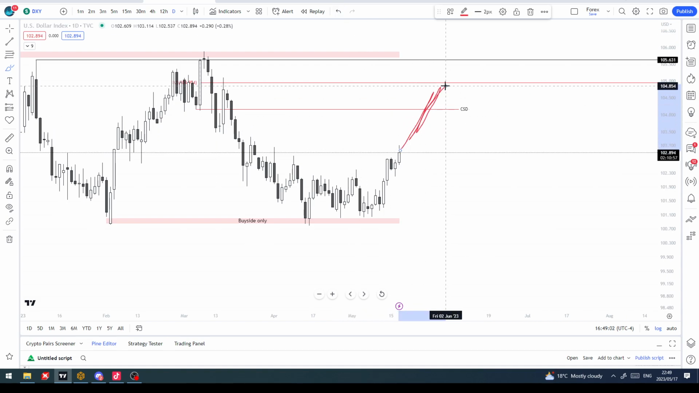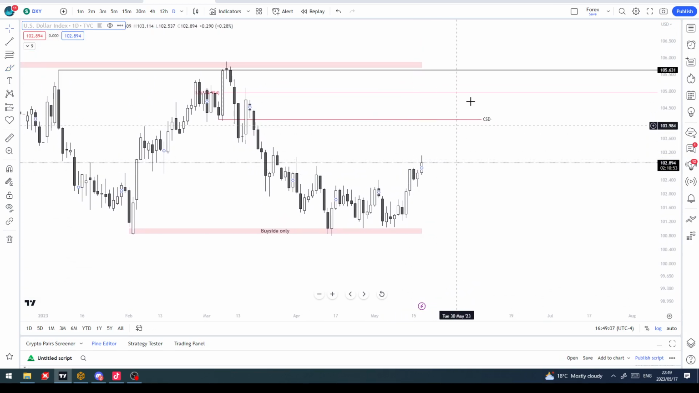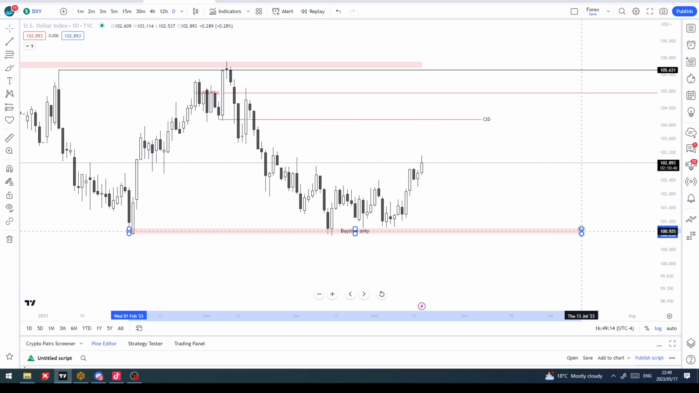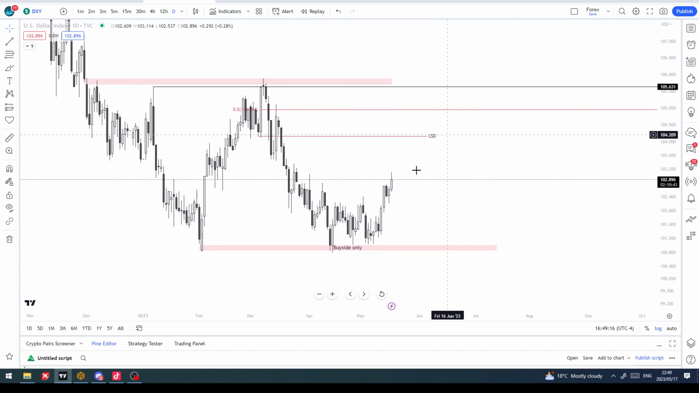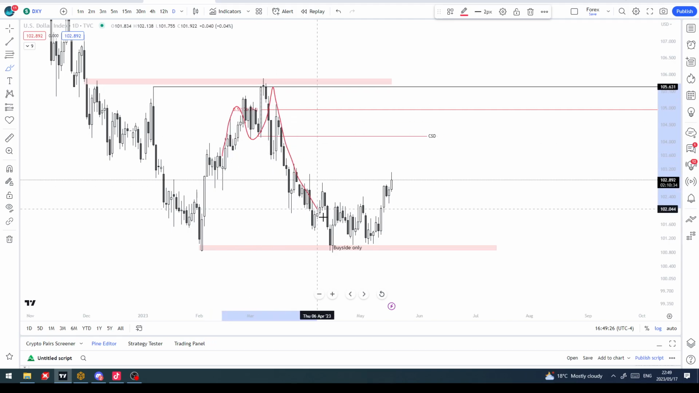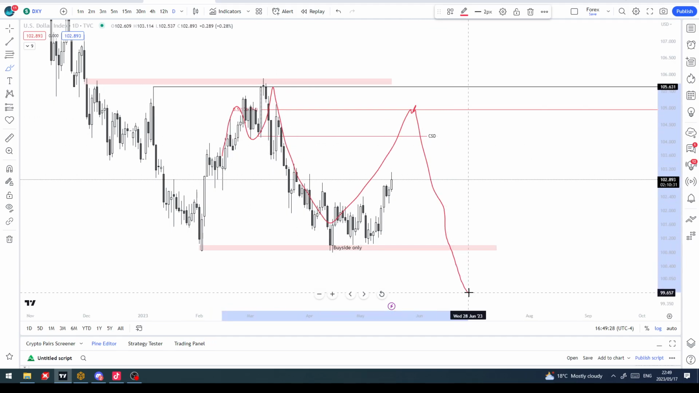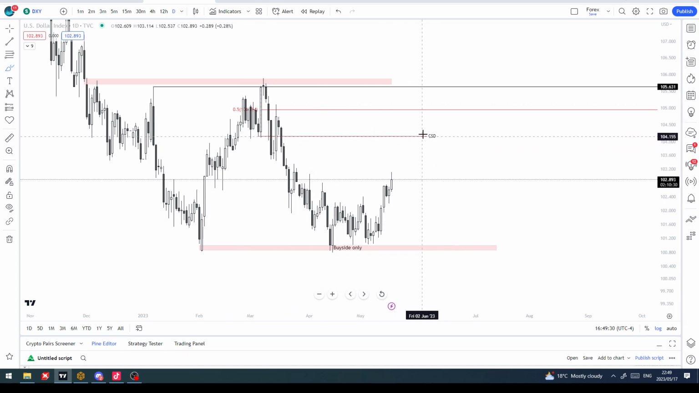Let's look here. We're in a situation where DXY is moving higher, but so is NAS. Weird. Which means one of them is being manipulated. The DXY for sure. So here's the model. It broke down. We're going to come back into here and then fall over. So yeah, 104, 105. Let's put an eye on it.